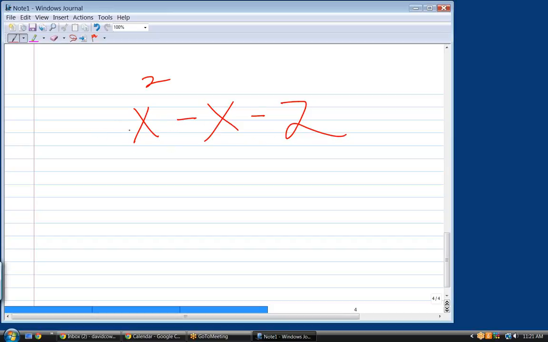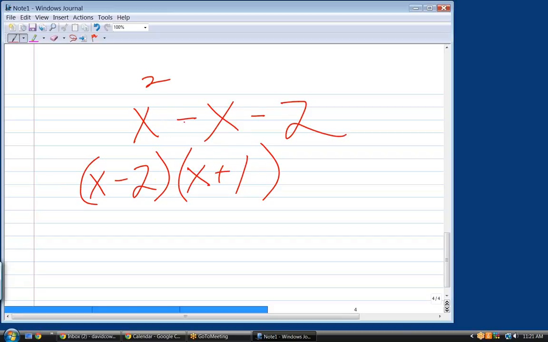And what this is, is the result of two linear terms being multiplied together. In other words, this is x minus 2 times x plus 1. And if you FOIL these two, in other words, what we were just talking about, you would get this.